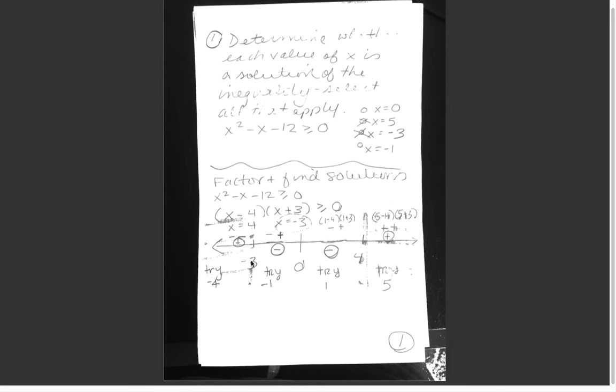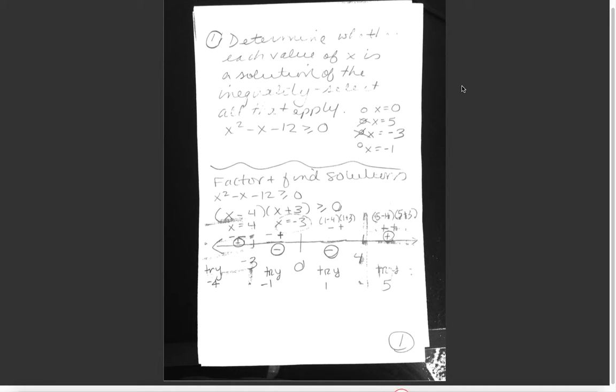Now, I need to test the region to the left of negative 3. So I'll put in negative 4. Negative 4 minus 4 is negative. Negative 4 plus 3 is negative. A negative times a negative is a positive. So any number I pick less than negative 3 makes the inequality positive. So that's what I'm looking for. I'm looking for values that make this positive.